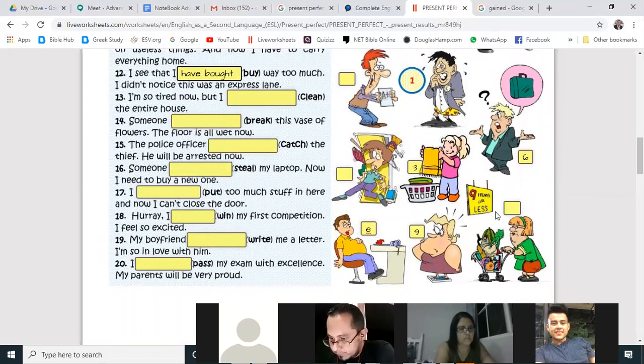Right here, right? Express line is only that you can only have 10 items or less, or 9 items or less. Okay, so this is number 12.